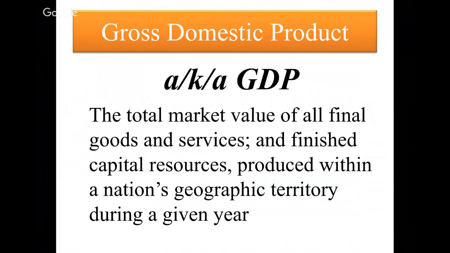Gross domestic product is defined as the total market value. Remember Unit 1, supply, demand, equilibrium, price. In other words, get all the prices of all these things here and add them up. Of all final goods and services. Final goods and services are goods and services that require no further manufacturing. They are ready to consume now. They're in the end-use form. This also includes finished capital resources you see here. These are examples like restaurant equipment and fleet vehicles that are ready for businesses to use that are produced within the nation's geographic territory during a given year.